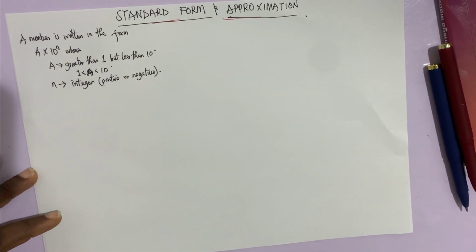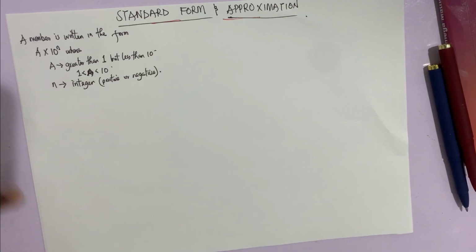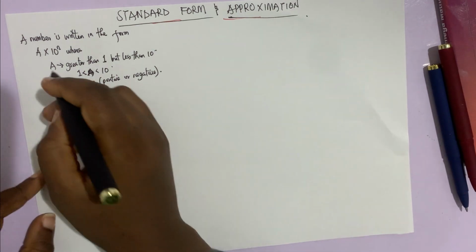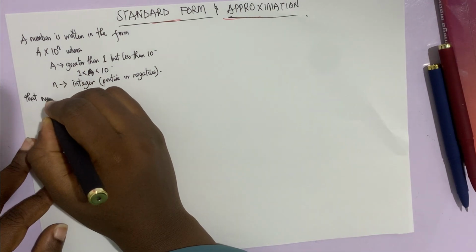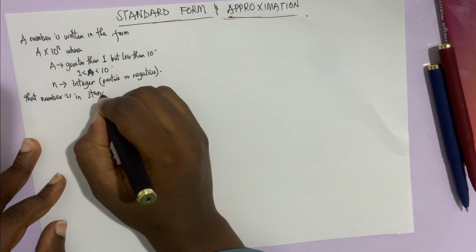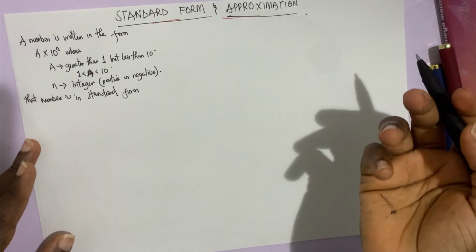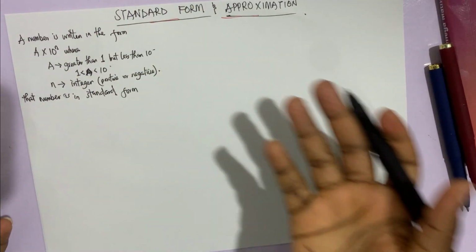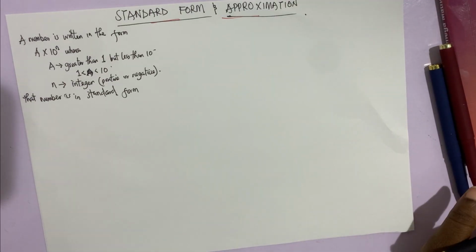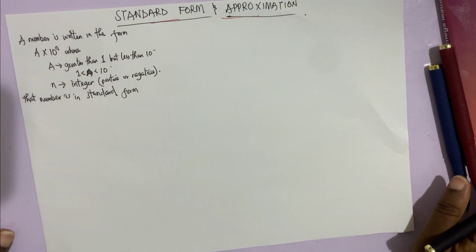When a number is written in the form a times 10 raised to power n, where a is greater than 1 but less than 10, and n is a positive or negative integer, then we say that that number is in standard form. When it now comes to conversion of numbers from standard form to full form or from full form to standard form, there are some concepts that you need to understand.